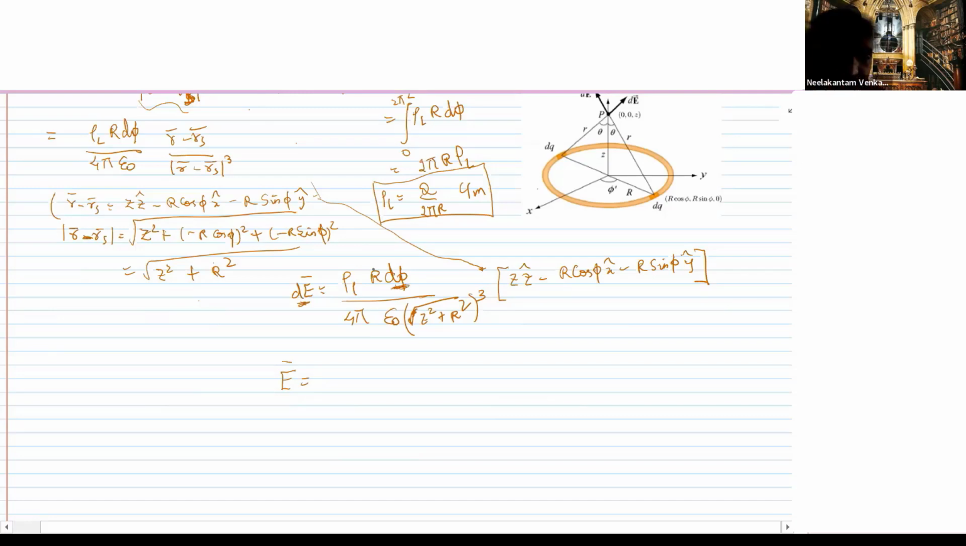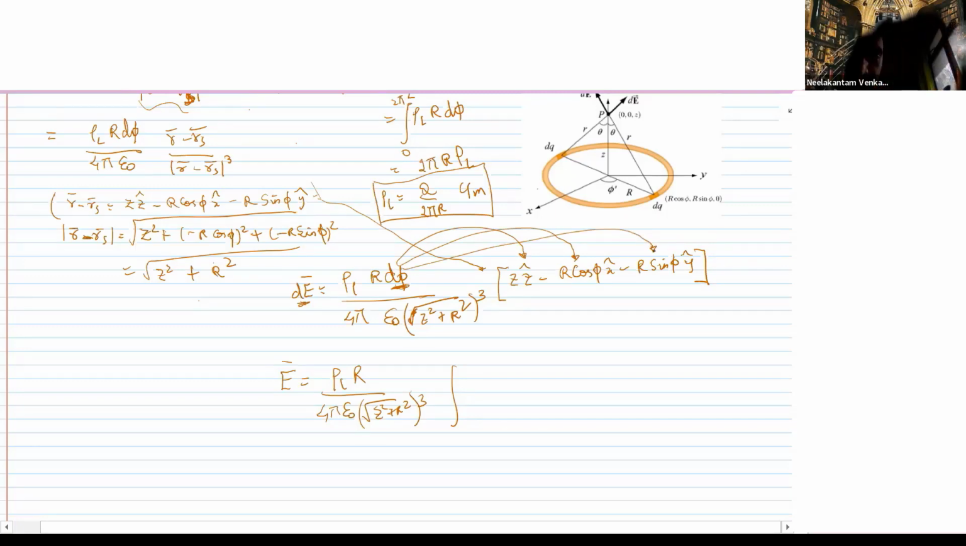where in terms of d phi, any term that does not depend on phi, I can take out. That means rho L r over 4 pi epsilon naught square root of z square plus r square, the whole cube, and this integral d phi, right? Notice that d phi multiplies this, d phi multiplies this, d phi multiplies this. There are three terms in the integral, right?